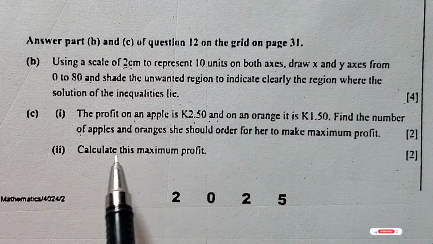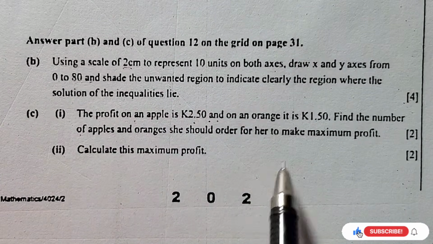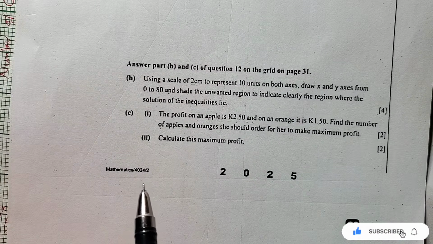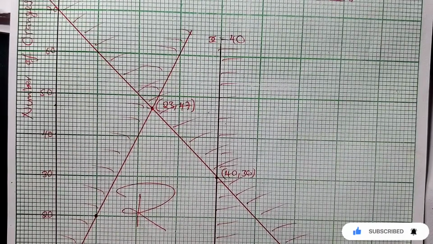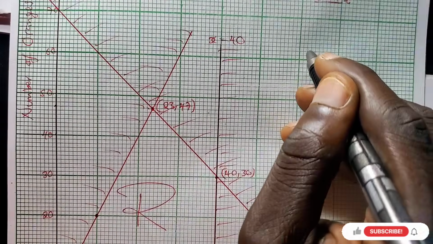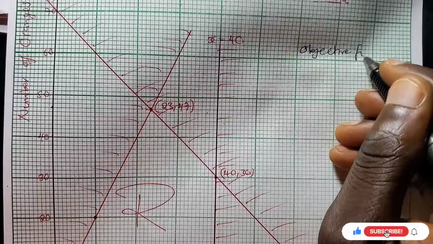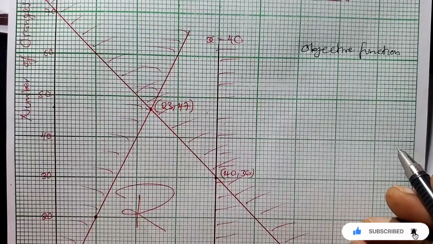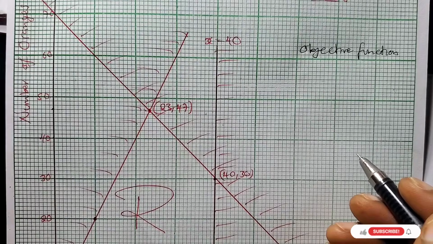Okay? And then number 2, calculate this maximum profit. So we're going to answer this question at the same time. So let's go on our graph. Okay, so we need to come up with what we call an objective function. Now, what is this objective function? We're going to use the profit we've been given there.